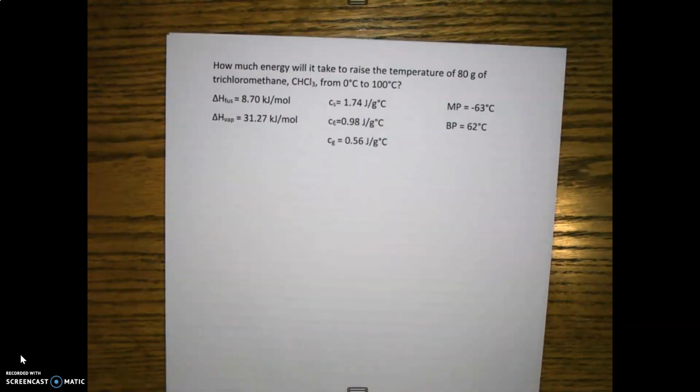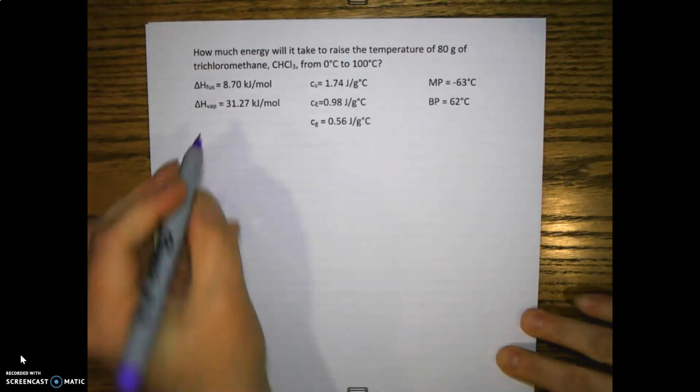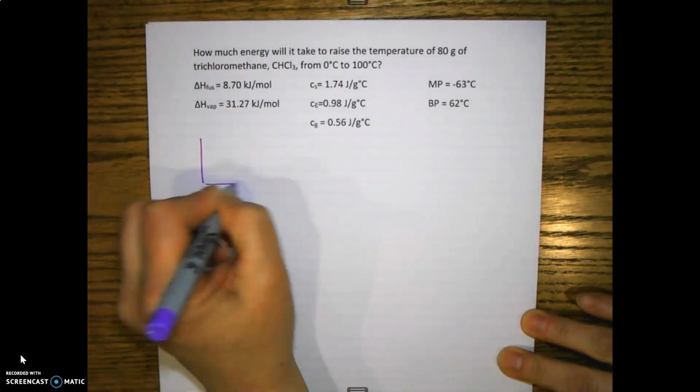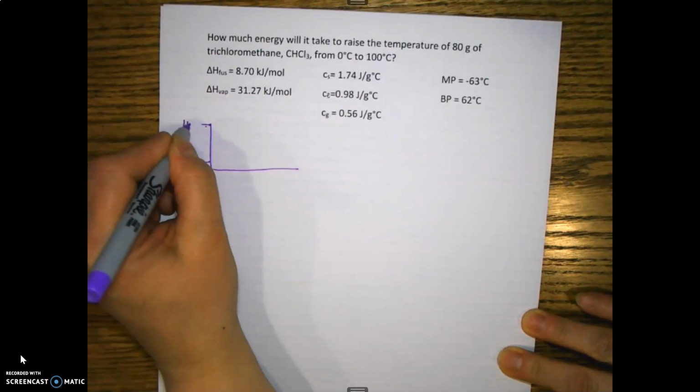So here's a question. How much energy will it take to raise the temperature of 80 grams of trichloromethane, CHCl3, from 0 degrees to 100 degrees? So when you answer one of these questions, I don't want you to just do calculations. I want you to draw a very quick sketch of a heating or a cooling curve. In this case, we're heating it, so we're starting at 0 degrees, and we're going to 100 degrees, okay?